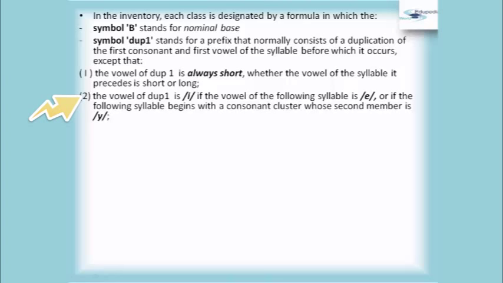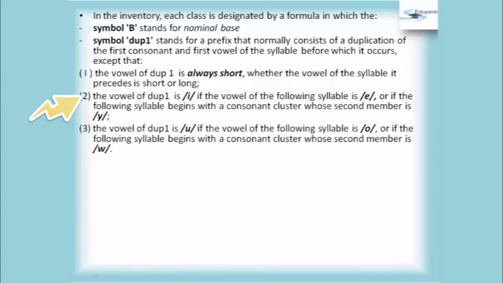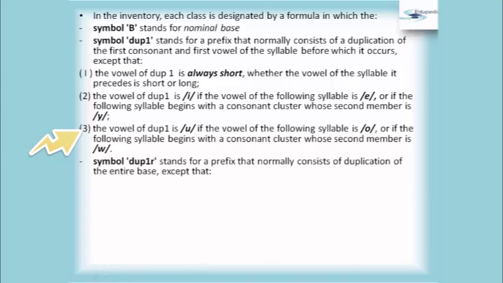if the vowel of the following syllable is e, or if the following syllable begins with a consonant cluster whose second member is y. The vowel of .1 is u if the vowel of the following syllable is o, or if the following syllable begins with a consonant cluster whose second member is w.